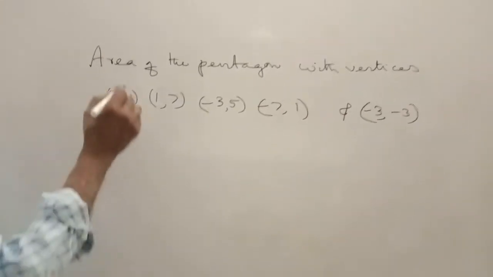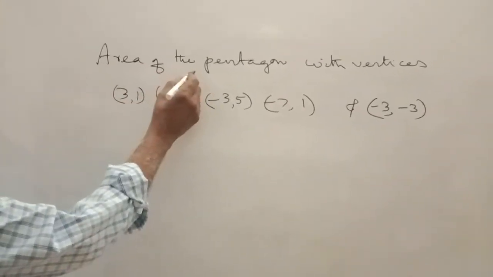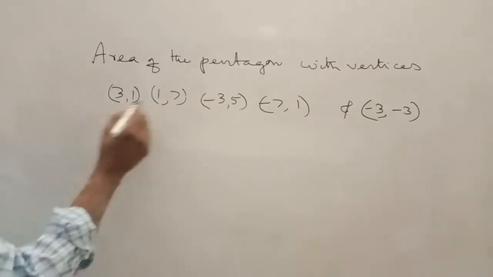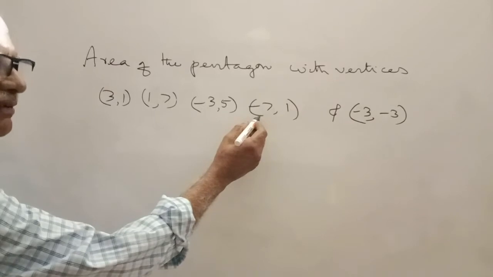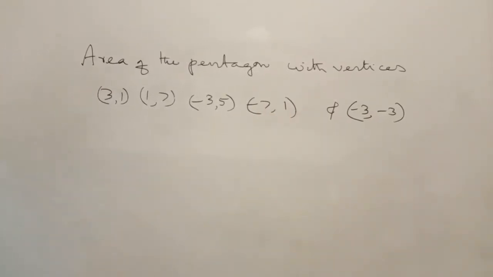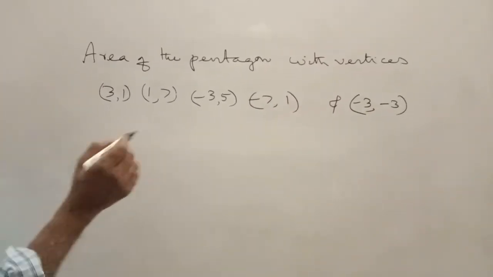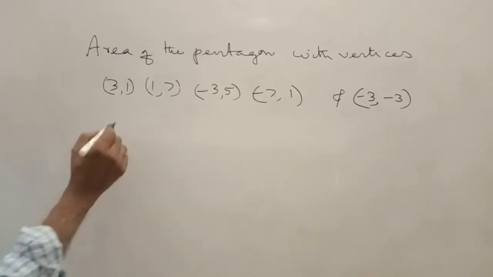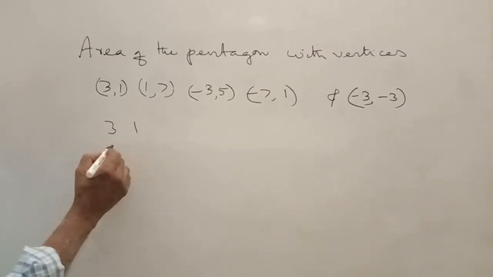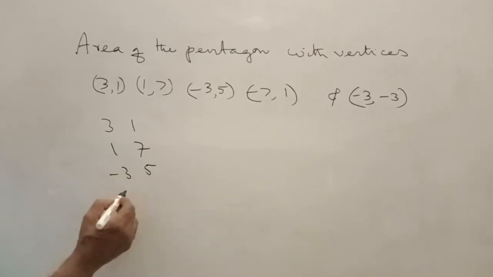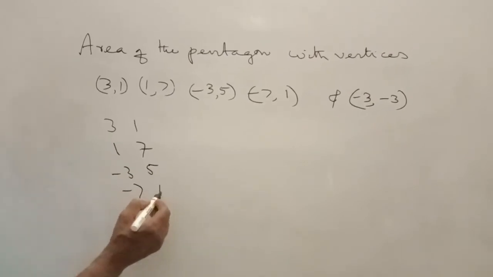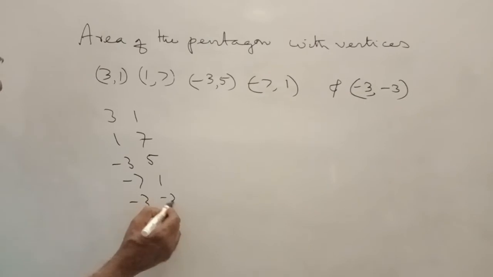Now we consider the area of the pentagon with the vertices (3, 1), (1, 7), (-3, 5), (-7, 1), and (-3, -3). As before, we apply determinants. 3, 1, 1, 7, -3, 5, -7, 1, -3, -3.